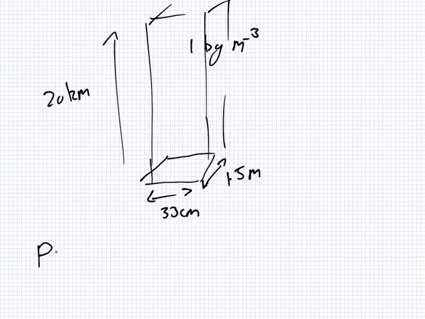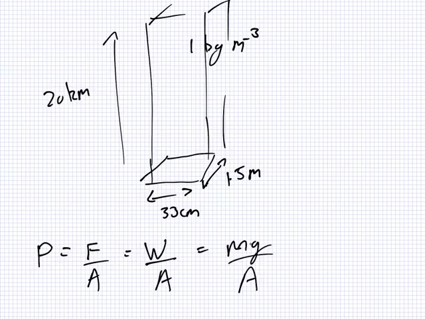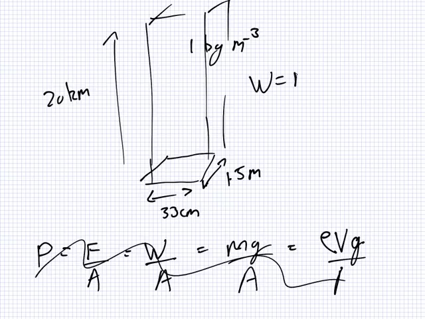Well, they think their pressure is going to be the force over the area, and the force is going to be the weight of the air, which is going to be mg over area. But we don't know the m, but the m is density by volume, by g. Oh, I only needed the weight? Oh, that's better. So then the weight is mg, which is density, volume, g.